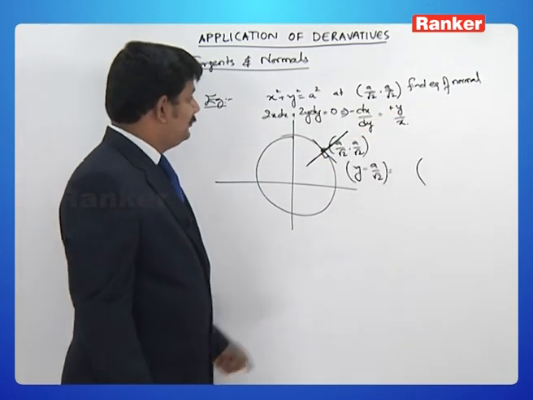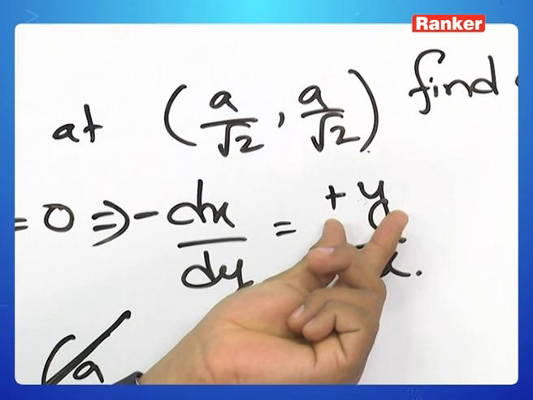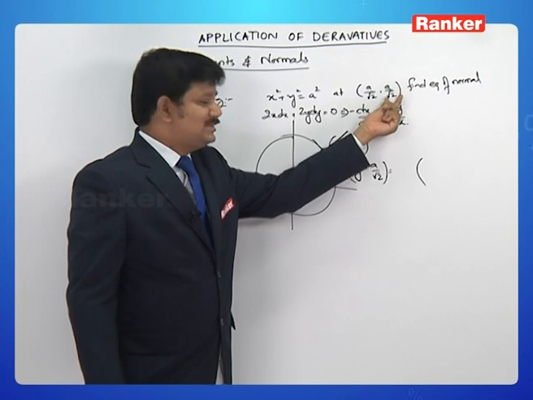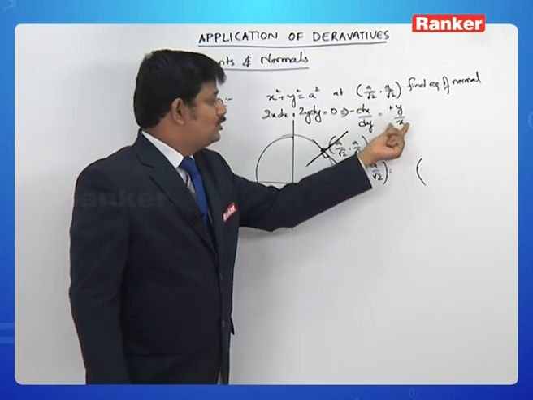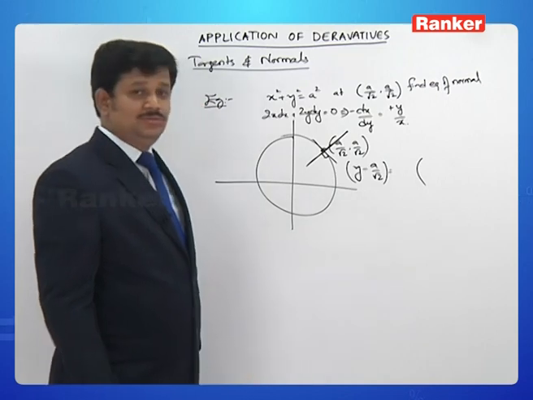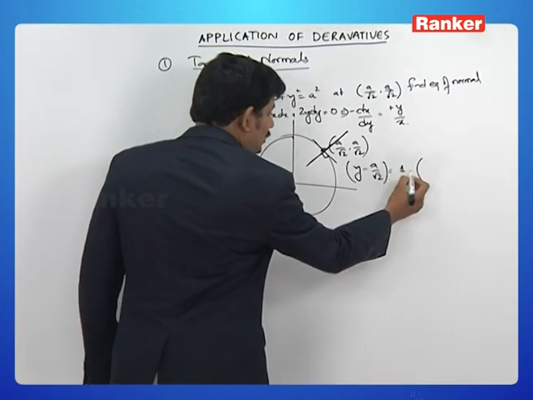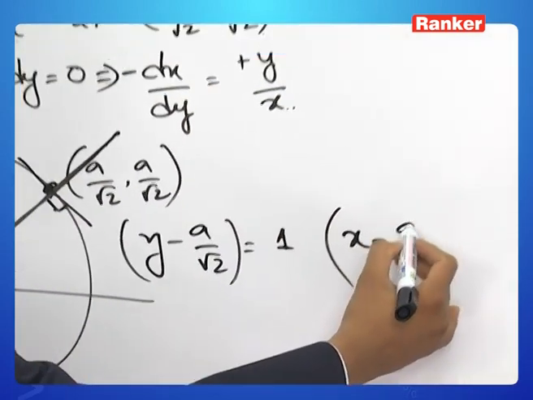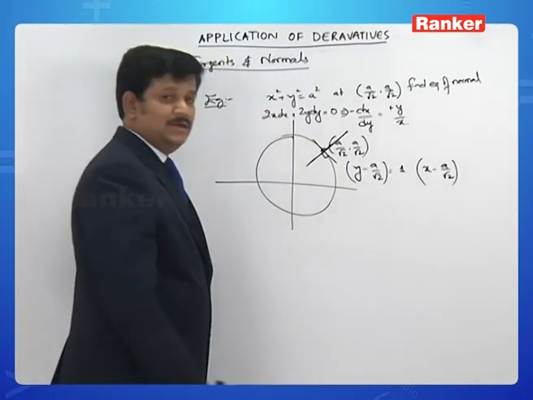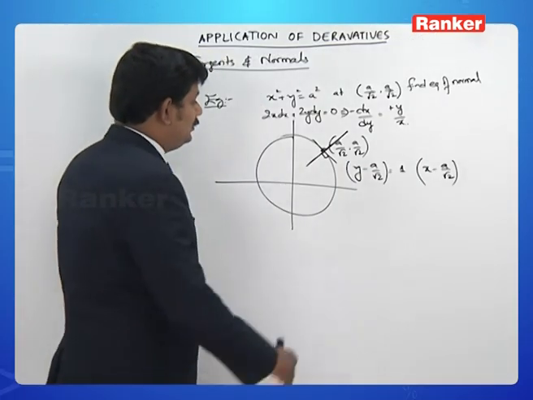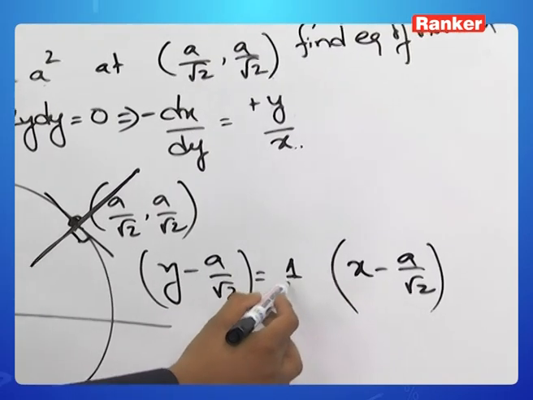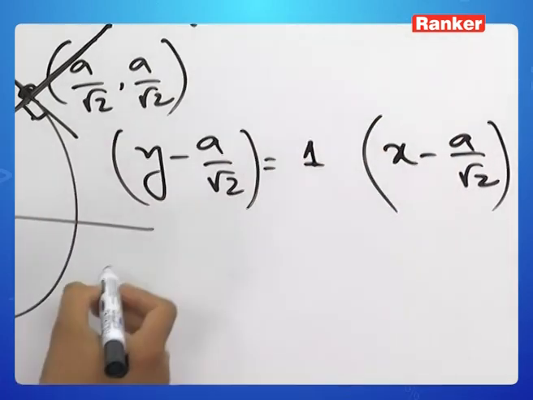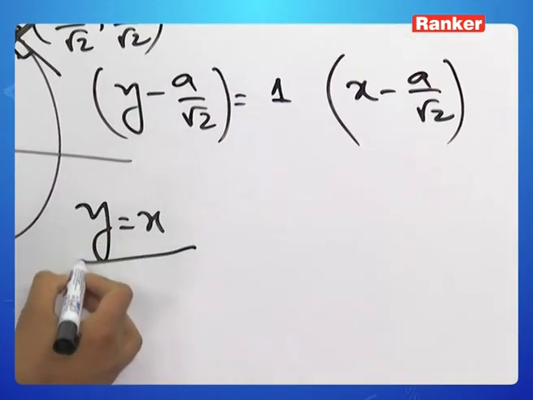Now here we can see the y coordinate is a by root 2. We are bothered about minus dx by dy at this particular point, where the y coordinate is a by root 2 and the x coordinate is also a by root 2. So a by root 2 by a by root 2 gives slope 1. So the slope of the normal is 1 into x minus x1, and the x coordinate at the point is also a by root 2. So the equation of the normal is y minus a by root 2 equal to 1 into x minus a by root 2, or a by root 2 gets cancelled, y is equal to x.